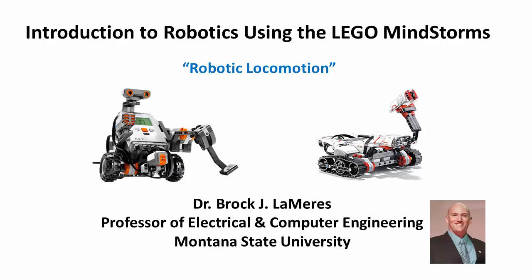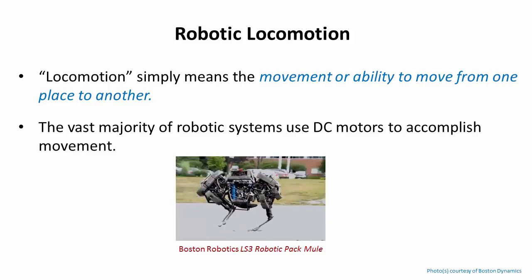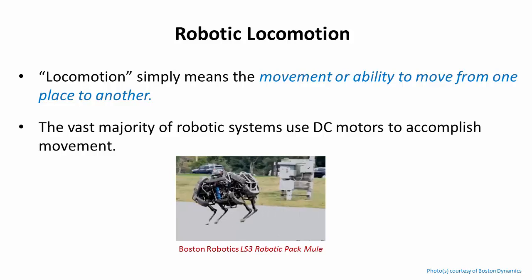Now let's take a look at robotic locomotion. So locomotion just refers to movement. Okay, so it's a robot that is moving. The technical definition of it is movement, or the ability to move from one place to another.